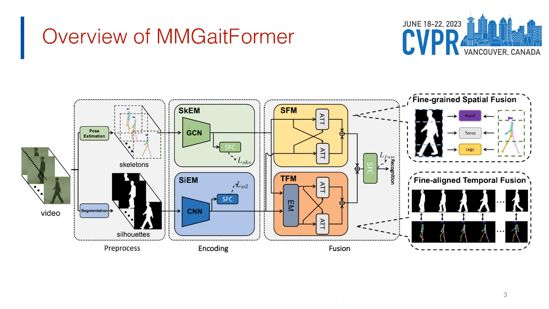In the encoding stage, we feed the input silhouettes and skeletons into silhouette encoding module and skeleton encoding module to learn spatial temporal feature maps, respectively. In the fusion stage, a spatial fusion module and a temporal fusion module are proposed for effective fine-grained spatial and fine-aligned temporal feature fusion, respectively.